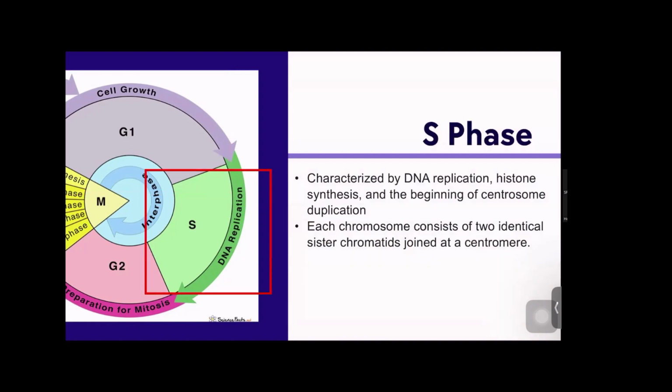Now let's have our S phase or our synthesis phase. So in synthesis phase, class, the cell makes an exact copy of its DNA so that each new cell gets the same genetic material. At the end of this phase, each chromosome consists of two identical sister chromatids joined at a centromere.